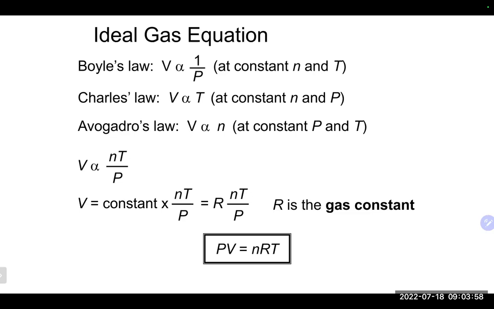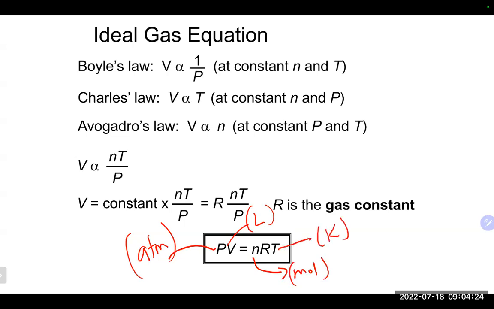The other really important thing about the ideal gas law is, out of all the gas laws, it is the most restrictive in terms of units. So when you use PV equals nRT, the pressure has to be in units of atmospheres. The volume has to be in units of liters, n has to be in units of moles, and temperature has to be in units of Kelvin. So it is a must, if you're using PV equals nRT, that everybody is in these units.